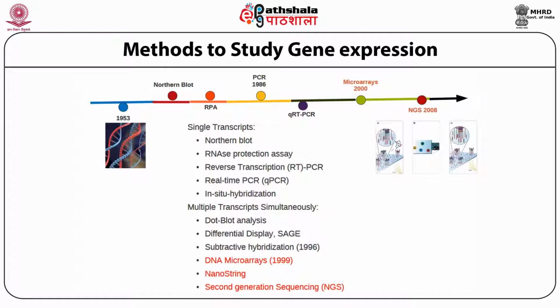Now, if you are going to analyze a single transcript, there are different methods like northern blots, RNA protection assays, RT-PCRs, real-time PCRs, and in situ hybridizations. Real-time PCR or PCR-based techniques are extremely good. They are gold standards, but there is a limit to how many PCRs you can perform with a particular gene expression profiling. You could do 96 samples, 384 samples, and that's the kind of limit.